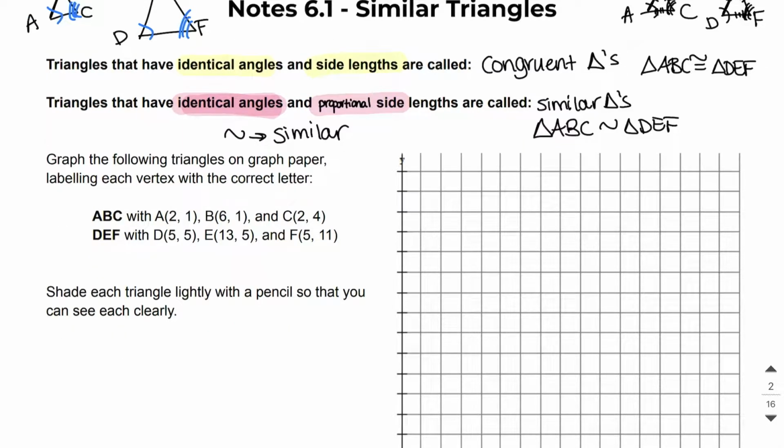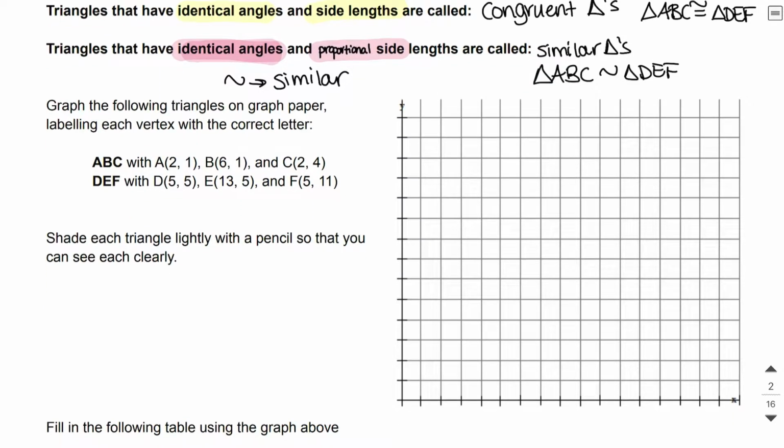So it says to graph the following triangles on graph paper, labeling each vertex with the correct letter. So for starters, this is 0. We've got our x-axis here, a y-axis there. I'm going to go by ones for each one of these, but I'm not going to label every single one. It's up to you. If you want to label, go for it.